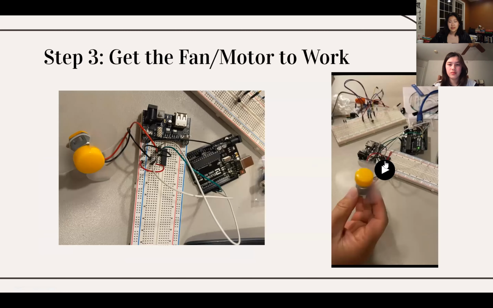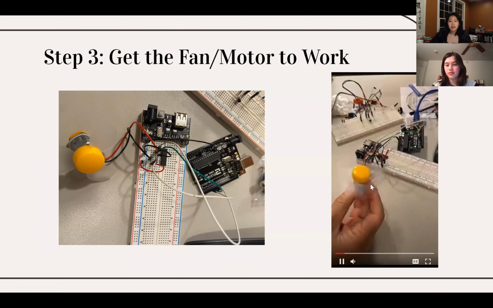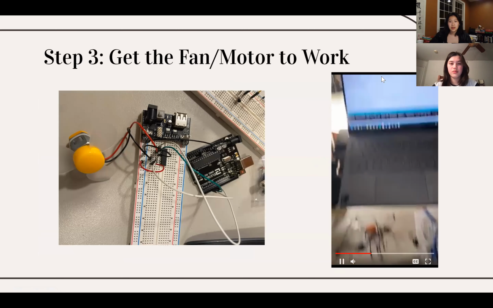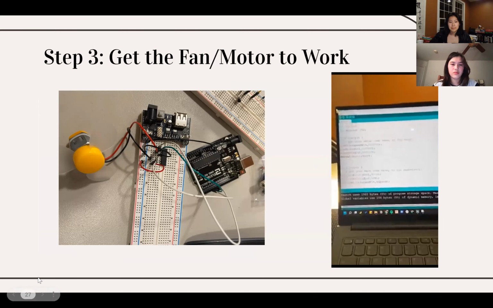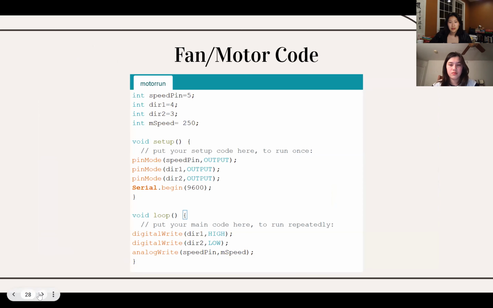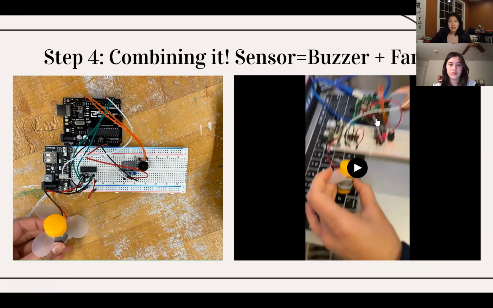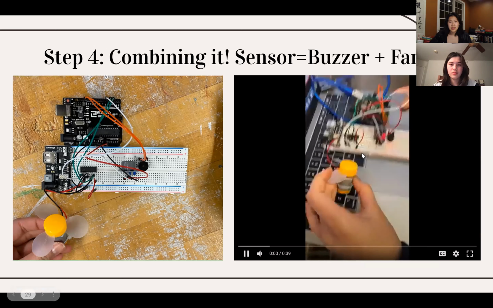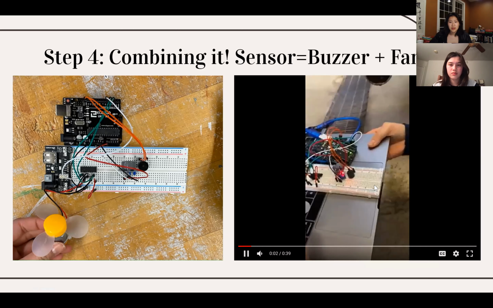Next up, we really wanted to get the fan and the motor to work because this is essential for the ventilation system. Right here, you see the fan and the motor spinning with our code. This is the code for that. And the biggest step from here on out is combining and testing it. So right here, we have the sensor, buzzer, and fan all working together.